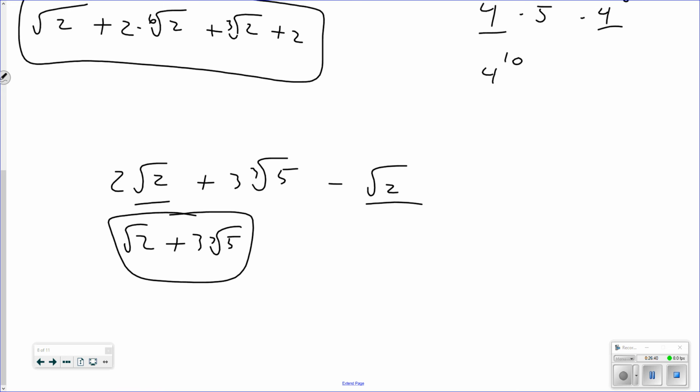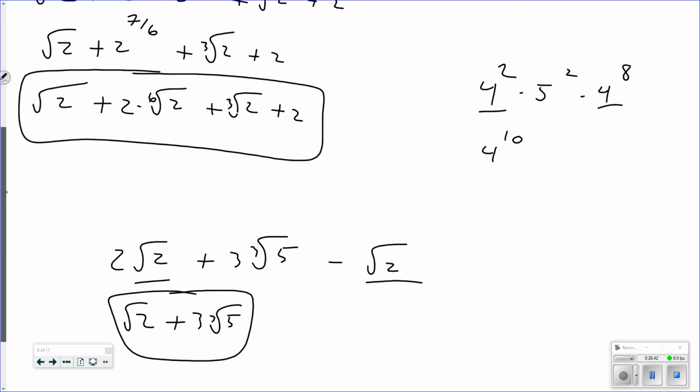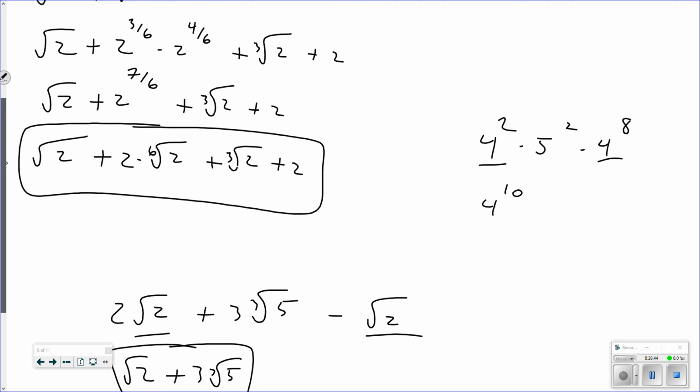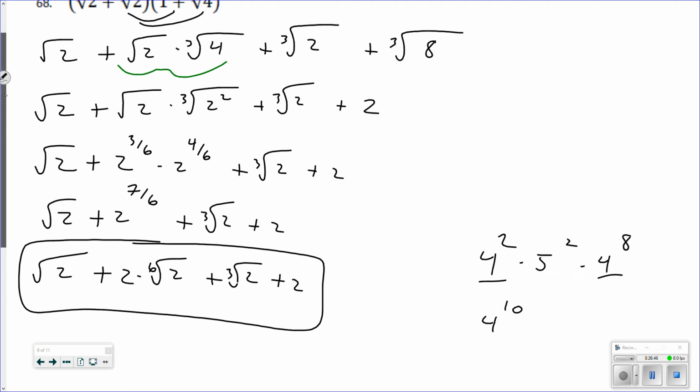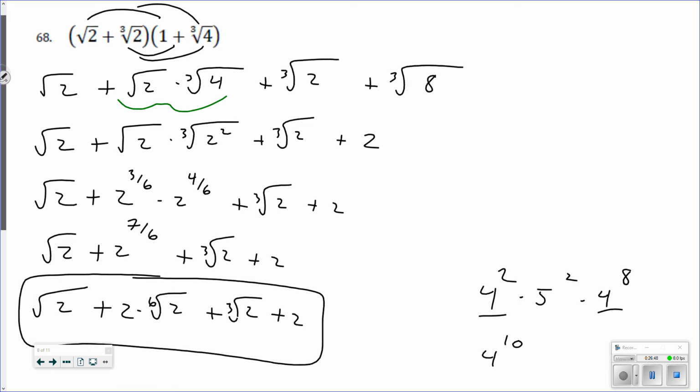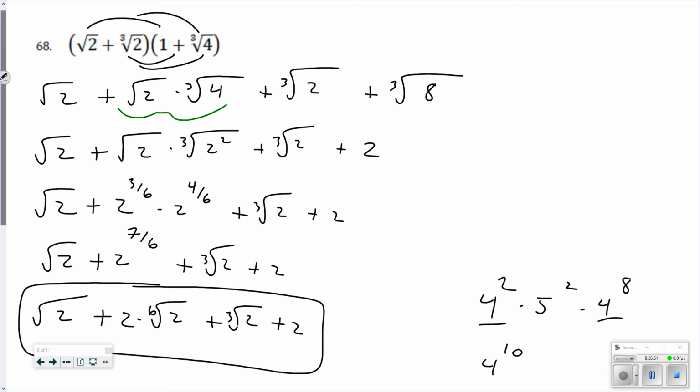When you're multiplying cube roots, you're only affecting the thing inside. What do you mean by multiplying cube roots? So you have cube root 2 times cube root of 3, which gives cube root of 6. Right here, cube root of 2 times cube root of 4 gave me cube root of 8.